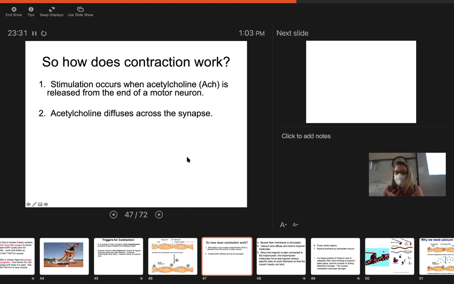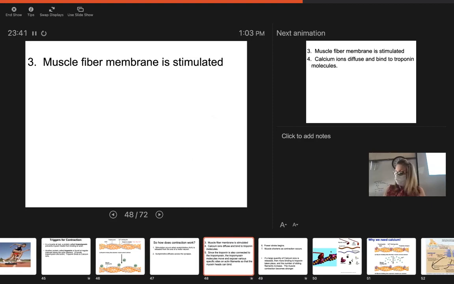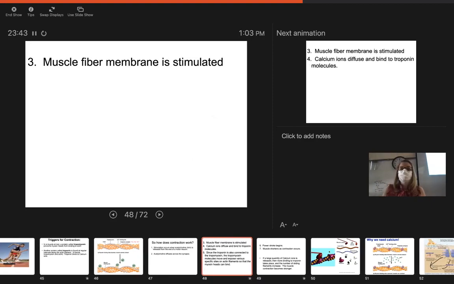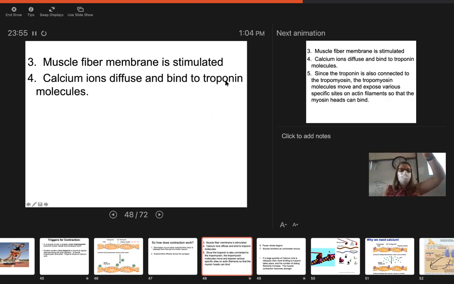Okay. Acetylcholine diffuses across the synapse. So ACH goes across the synapse. The muscle is stimulated. Okay, so right now we're stimulating the muscle. Number 4, calcium ions. What do they bind to? Do you remember? They diffuse and bind to troponin.